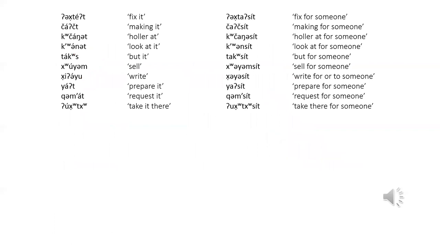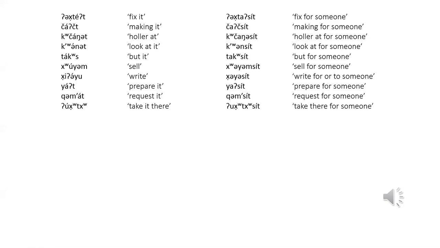Here are some other verbs with the seat form, and I'll just read over this column. Tat seat. Chach seat. Kuchanga seat. Quan seat, tuck seat, huayam seat, chai seat, yat seat, kum seat, oht seat. The last two of these need some comments and explanations.